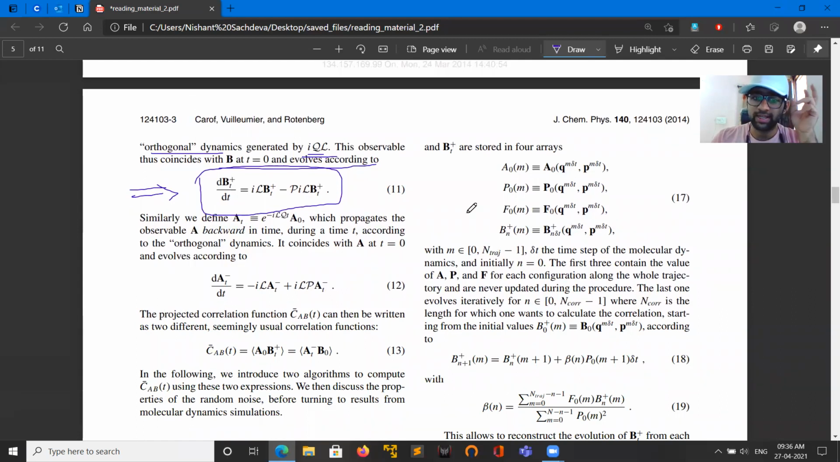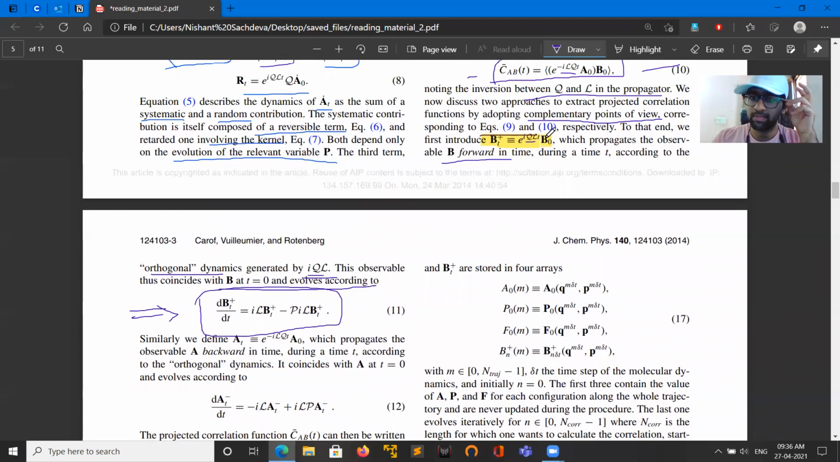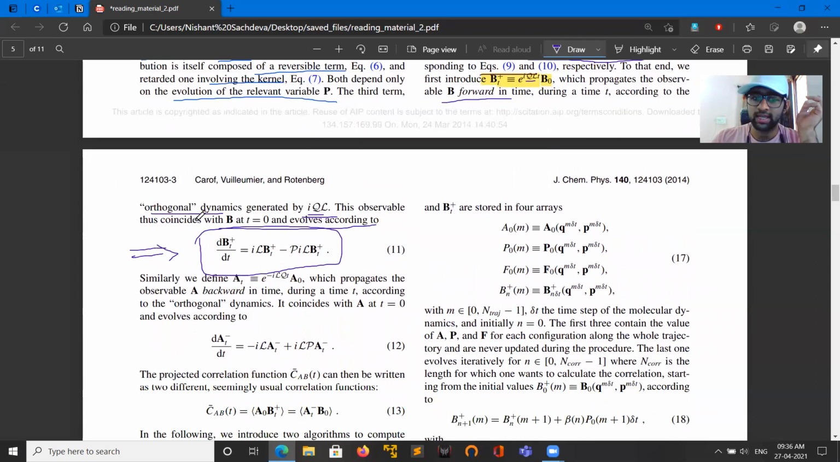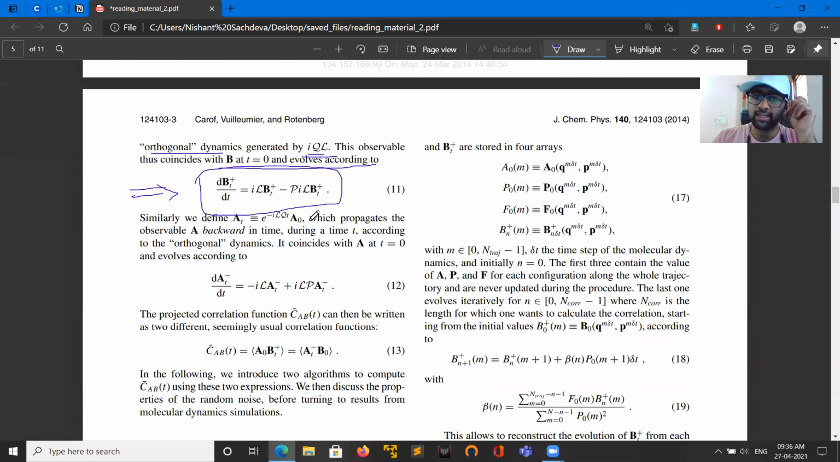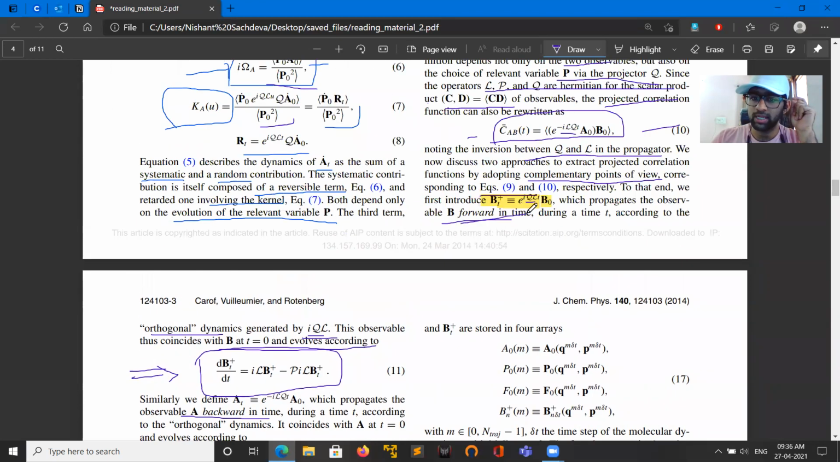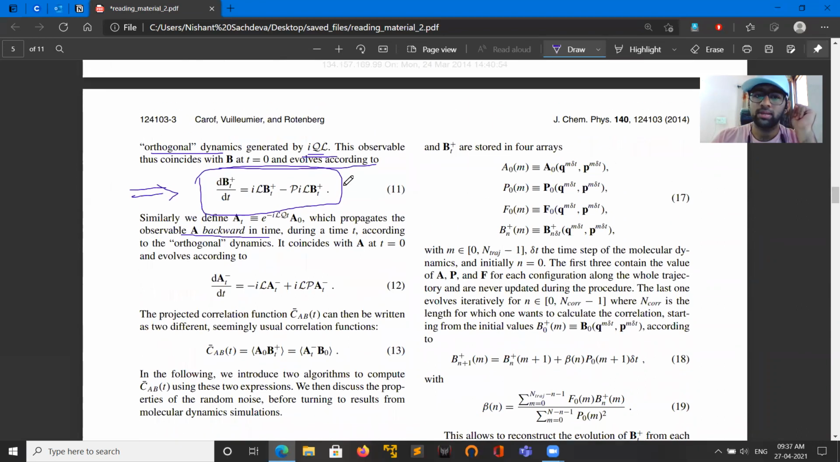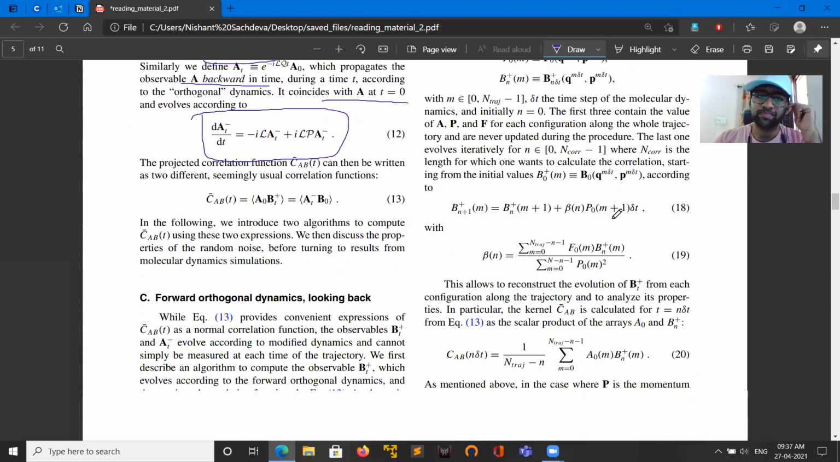Similarly, we define A. So we define B as e to the power iQLt. Now we define A at t as e to the power minus iQLt a naught. This guy propagates the observable A backward in time. This guy goes forward in time, this guy goes backward in time. Now during a time t, according to the orthogonal dynamics, it coincides with A at t equals 0 and evolves according to this. So note the sign changes, note the notation changes. This A is going backward in time, the B was going forward in time.